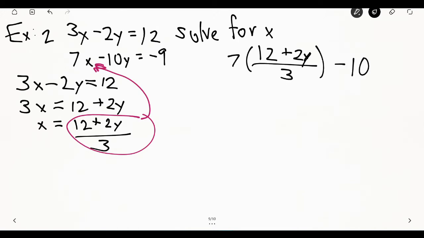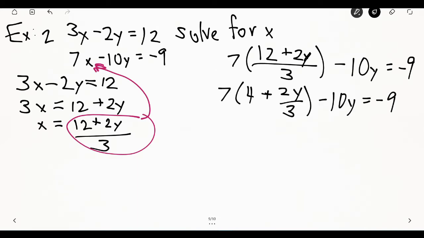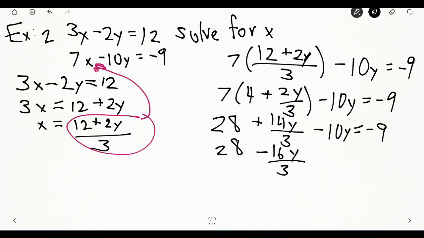Now that we found x, we can plug it into the equation 7x minus 10y equals negative 9, and solve for y. Doing so, we can simplify the term inside the parentheses because 12 divided by 3 is equal to 4, getting us 7 times (4 plus 2y over 3) minus 10y equals negative 9. Distributing 7, we get 28 plus 14y over 3 minus 10y equals negative 9.